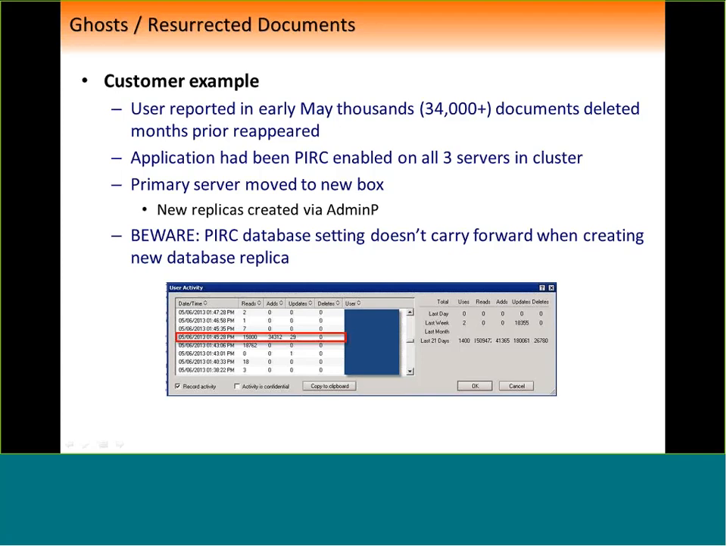We have PIRC enabled on all of our servers, and they have 3 servers in their cluster. We started doing an investigation, and what we actually found is that when the primary server was moved over to a new box, they basically did it through, instead of doing a drop and replace, they built a new server and then used admin P to create the new replicas. Once all the replicas are created, then they down their server on the old box and rename the server on the new box. So that's basically how the server was moved. Because those databases were created via admin P, again, that setting, the PIRC setting, does not replicate.